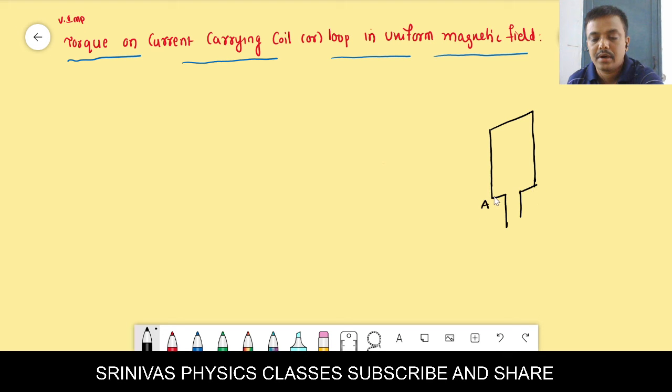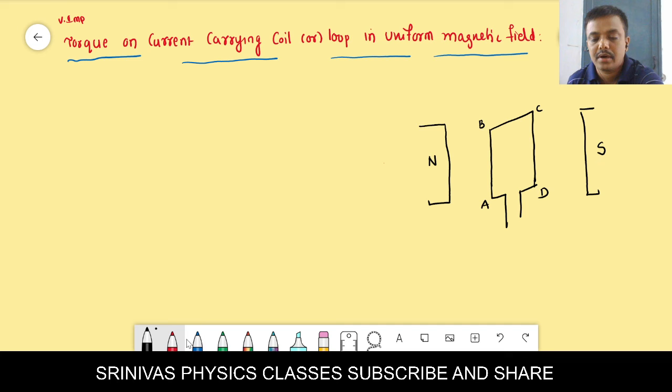The loop is A, B, C, D. It's a wire wound like a rectangle, and this is placed in the magnetic field. You see here, I am placing this in the magnetic field. How do you place it in the magnetic field? Just place it between the north and south poles of the magnet.